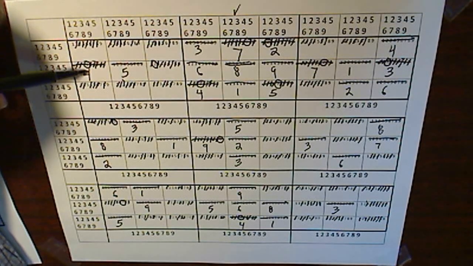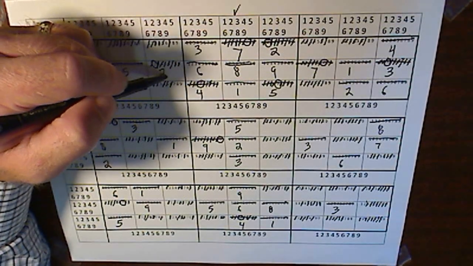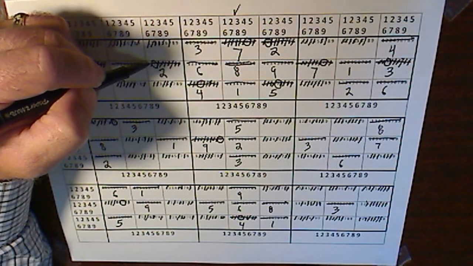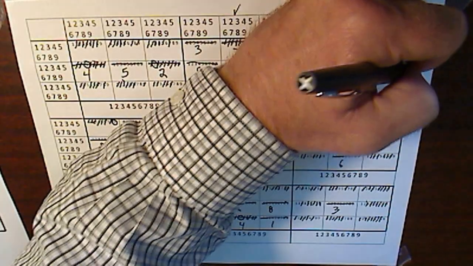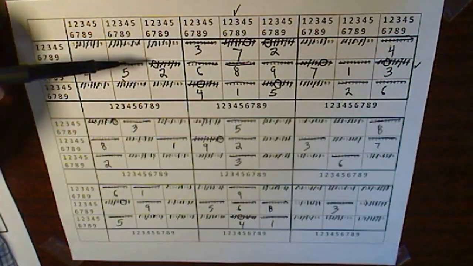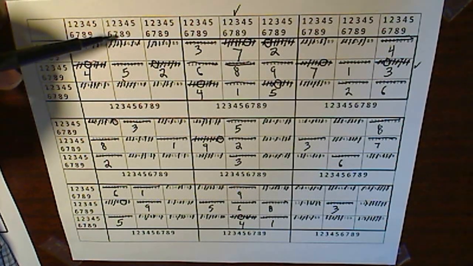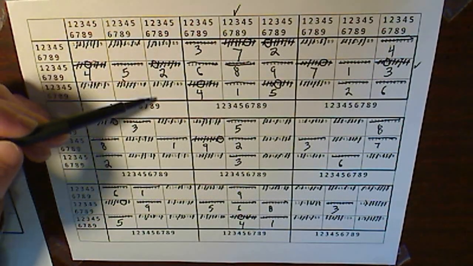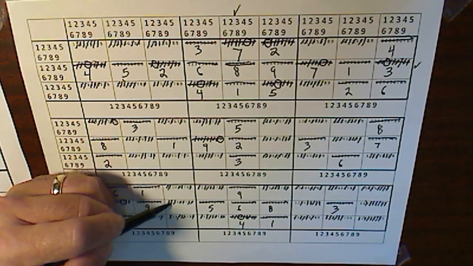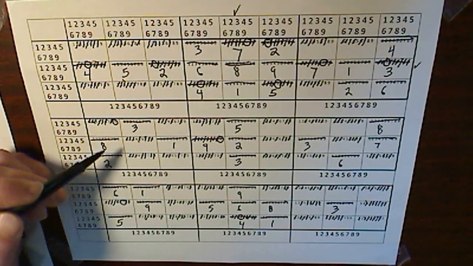Having finished with that 4, I'm going to move on to this 2. Okay, cross out its possibles bar. This row is now finished. I'll put a check mark there. Cross out 2s in the box. There are none. The row is complete. Cross out 2s in the column. There are some 2s down here to be taken out.